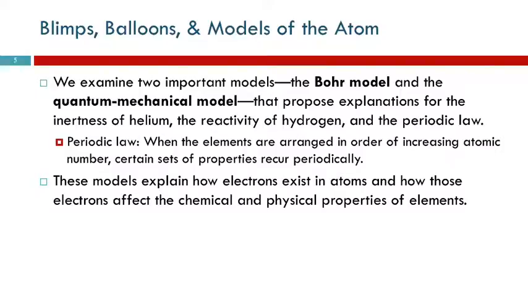So we're going to look at two different models, the Bohr model and the quantum mechanical model. These give explanations for the reactivity of hydrogen and the other group 1A metals and the inertness of the noble gases, including helium. They also help us to understand the periodic law. If you've forgotten what that is, the periodic law states that when the elements are arranged in order of increasing atomic number, certain sets of properties recur periodically. That's why the periodic table is called the periodic table.